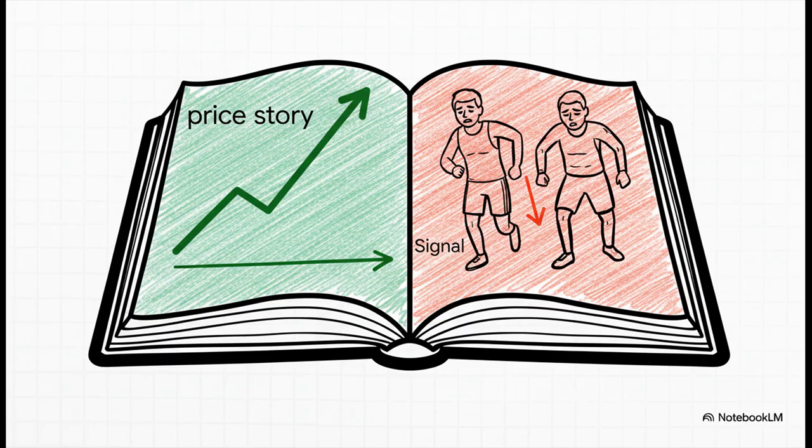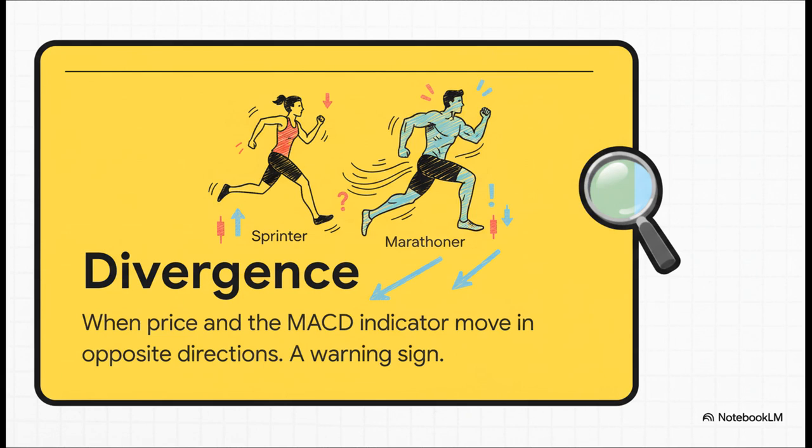Now, crossovers are useful, for sure, but they can give you false signals sometimes. The really powerful signal, the one that makes seasoned pros pay close attention, is when the price chart is screaming one thing, but our two runners are telling us a completely different story. And this disagreement has a name. It's called divergence. It's a massive warning sign that the momentum, that hidden energy, is not backing up what you see on the price chart. It's kind of like seeing your car's speedometer climbing, but you can hear the engine sputtering and dying.